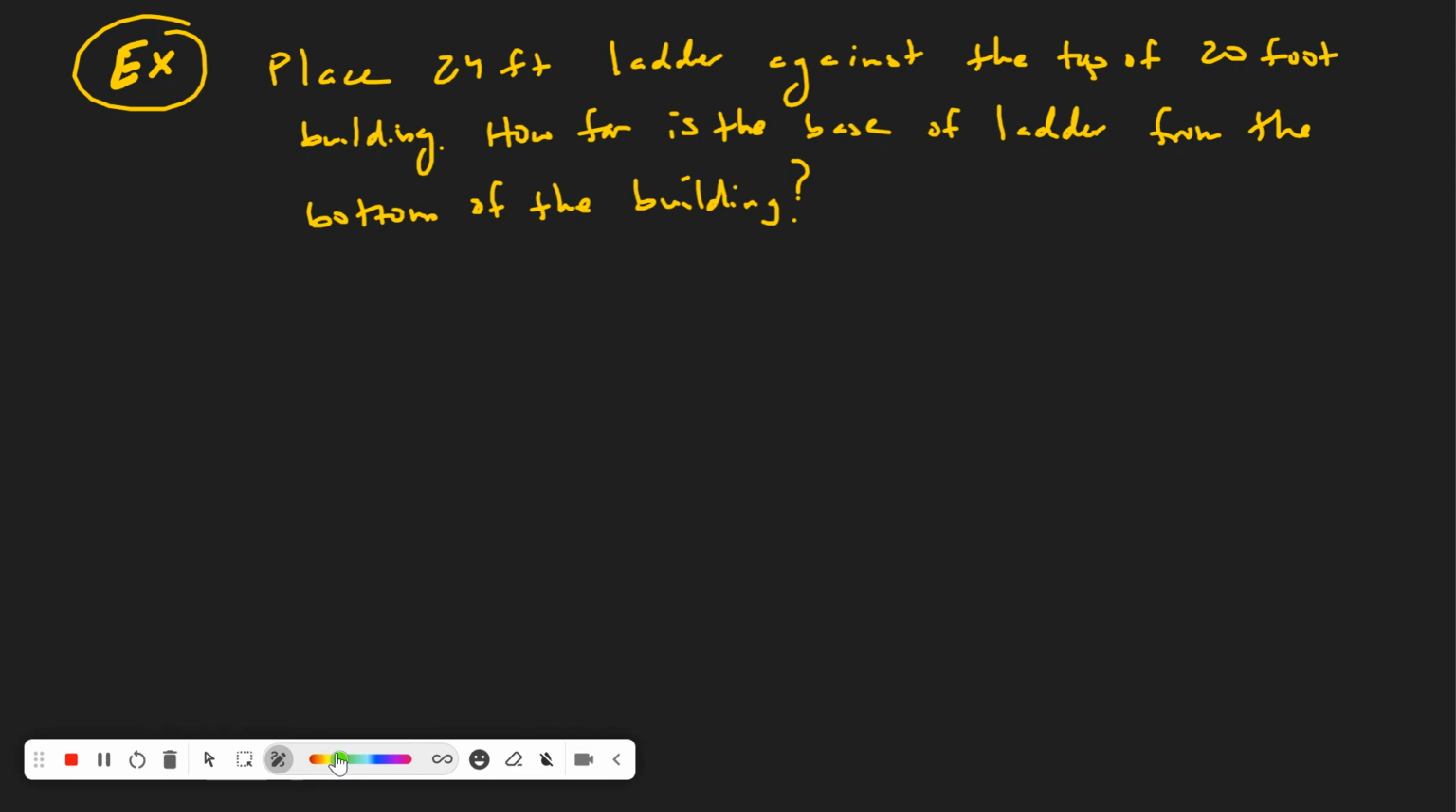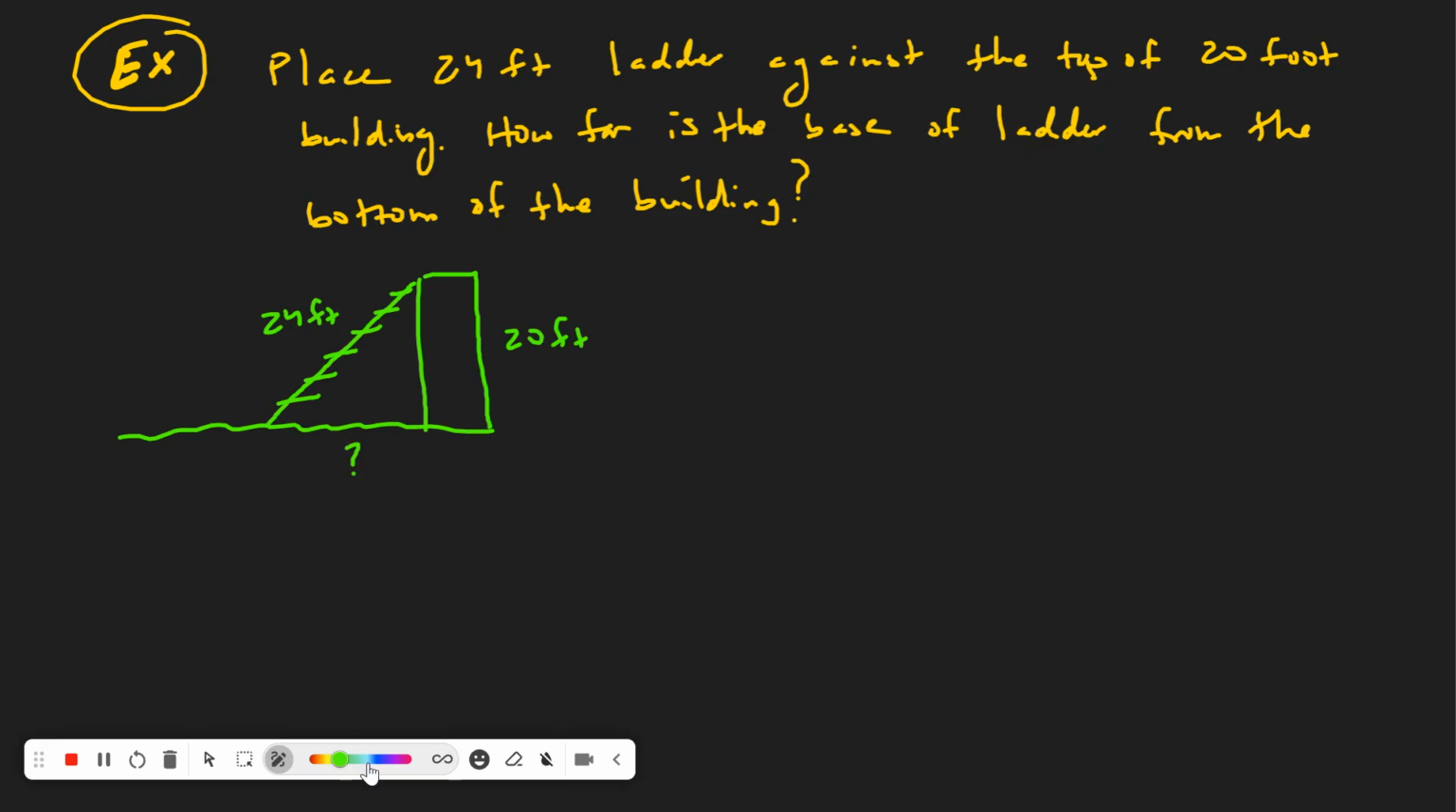Okay, so let's draw this fun picture here. So here is the ground, right? Here is my building. My building is 20 feet tall. I'm going to take my ladder, I'm going to lean it against the top of the building. So here's my ladder. I like to put rungs like this. And my ladder is 24 feet long. And the question is, how far is the base of the ladder from the bottom of the building? Well, that'd be this horizontal side at the bottom. We'll call that question mark.